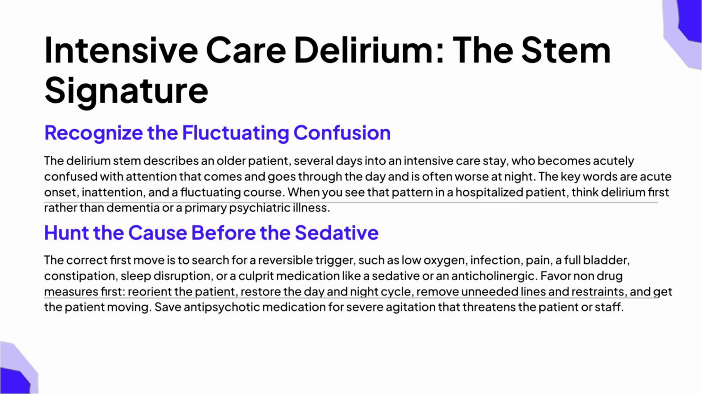Second, hunt the cause before the sedative. The correct first move is to look for a reversible trigger such as low oxygen, infection, pain, a full bladder, constipation, poor sleep, or a culprit medication like a sedative or an anticholinergic. Favor non-drug measures first. Reorient the patient, restore the day and night cycle, remove unneeded lines and restraints, and get the patient moving. Reserve antipsychotic medication for severe agitation that threatens safety.